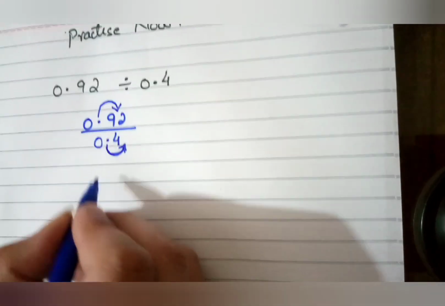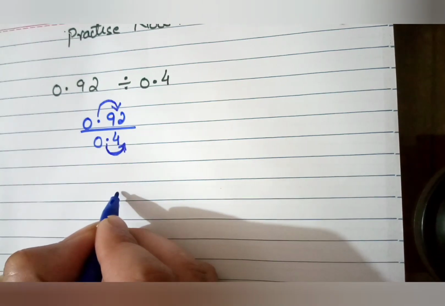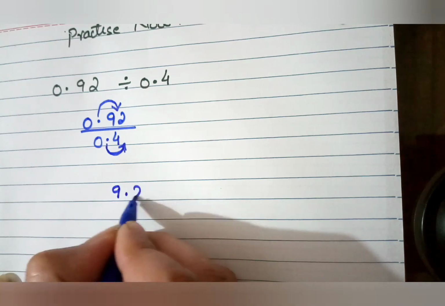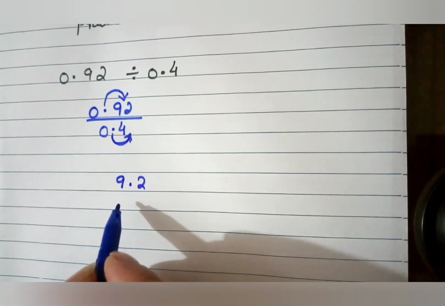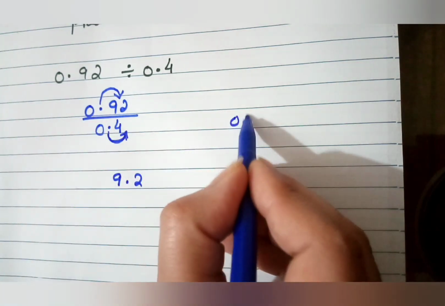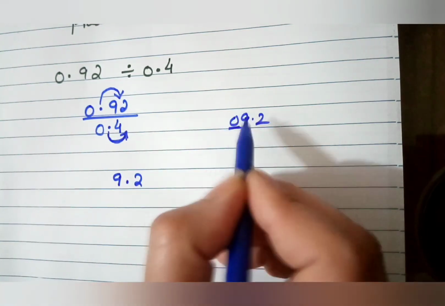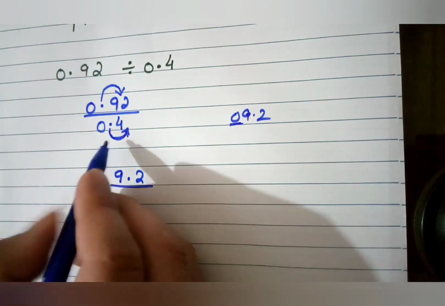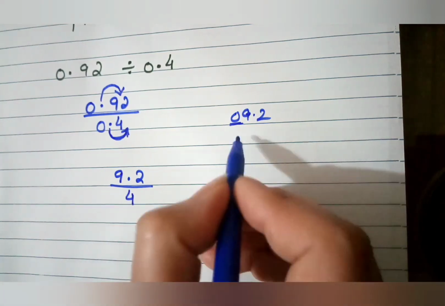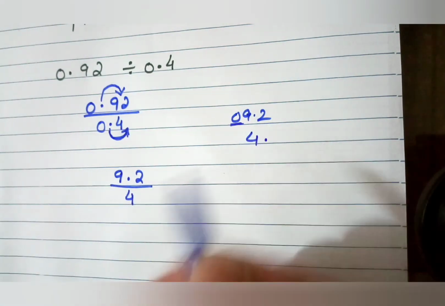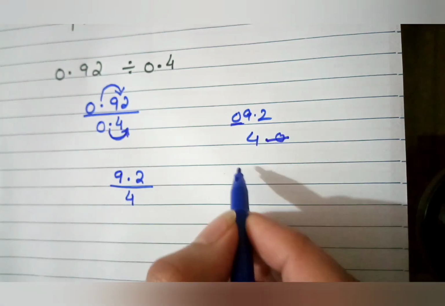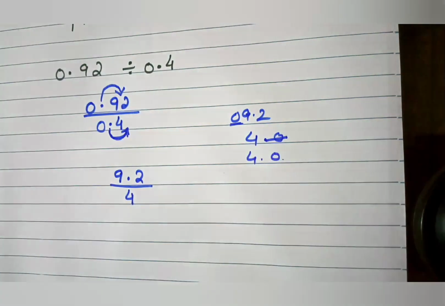So now the point is shifted to after 9, and we can write 0.92 as 9.2. There's no need to write 0 before 9.2 because a 0 before any term does not mean anything. And when we shift the point after 4, it will become 4. When there is nothing after the point, there's no need to write 4.0. 4 and 4.0 mean the same.